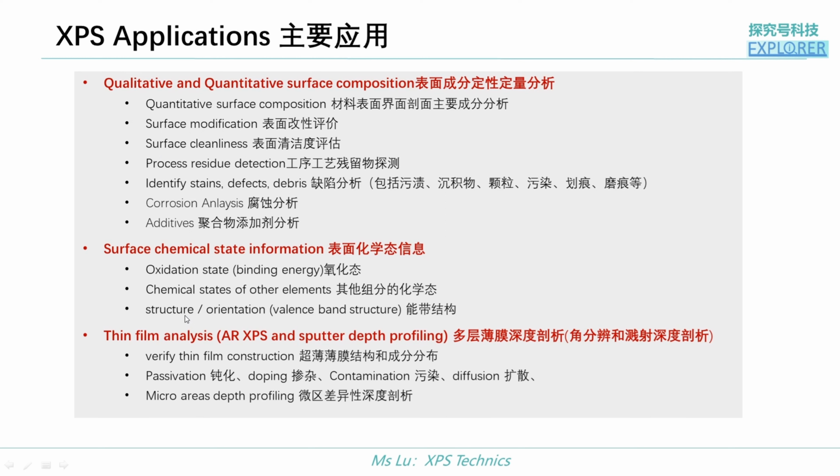Also, the XPS system can be extended by different techniques, such as UPS or IPES, which can analyze band structures, such as the valence band or conduction band, or by selecting an ion source for depth profiling for multi-area or multi-layer structure analysis, or passive layer, doping layer, diffusion, depth, etc.